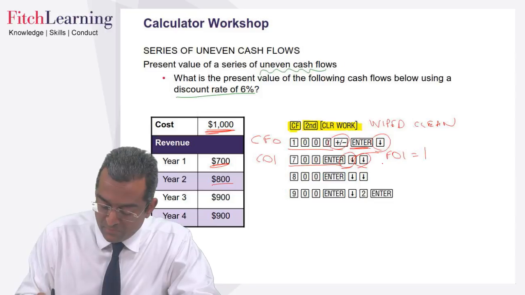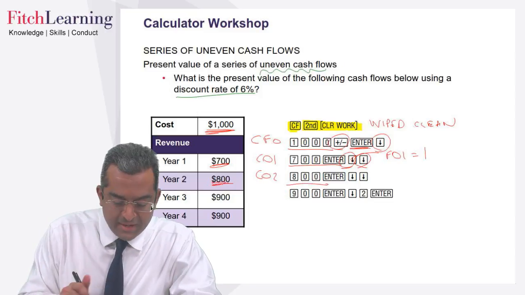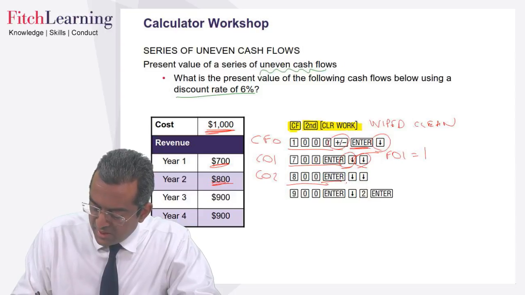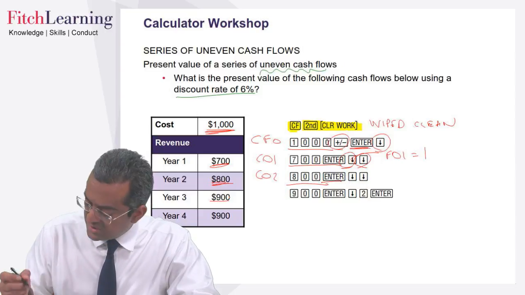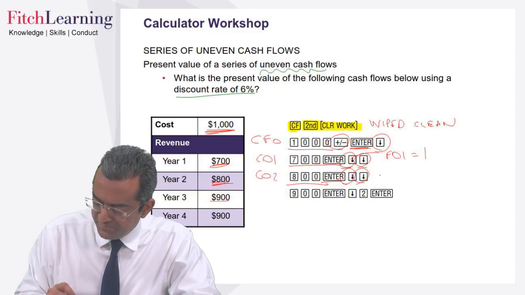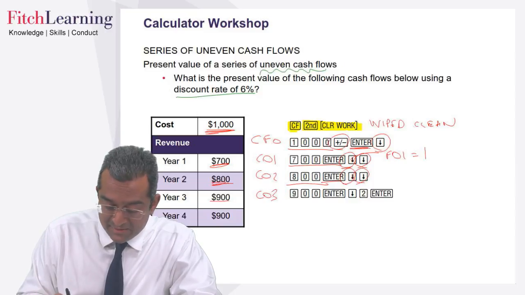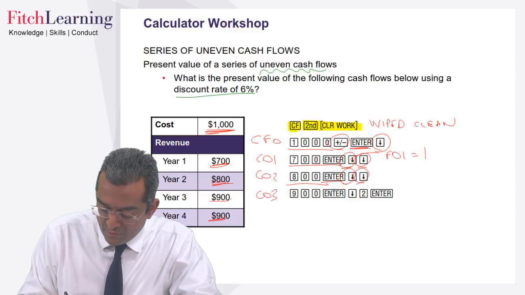I'll leave that alone. Cash flow 2 is 800, as we can see. Put that in, enter. And it doesn't repeat in year 3, so just down arrow twice, please. Frequency of payment 2 is just once. And finally, cash flow 3 is 900, but that repeats in year 4.